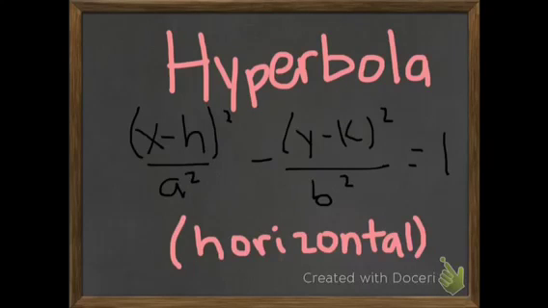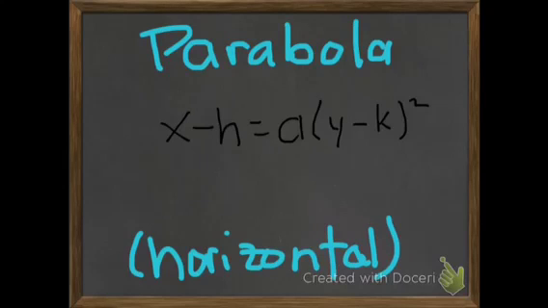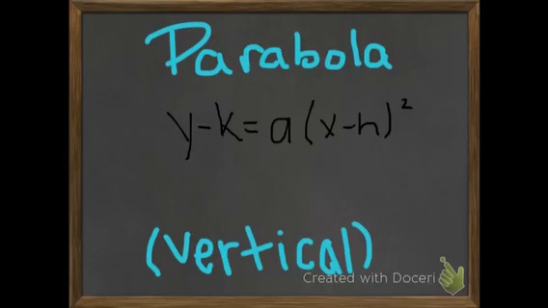The hyperbola equation is (x minus h) squared over a squared minus (y minus k) squared over b squared is equal to 1, and that's the horizontal hyperbola. The vertical hyperbola is (y minus k) squared over a squared minus (x minus h) squared over b squared is equal to 1. The parabola equation is x minus h is equal to a times (y minus k) squared, and that's the horizontal parabola. And the final equation is for the vertical parabola, and it's y minus k is equal to a times (x minus h) squared.